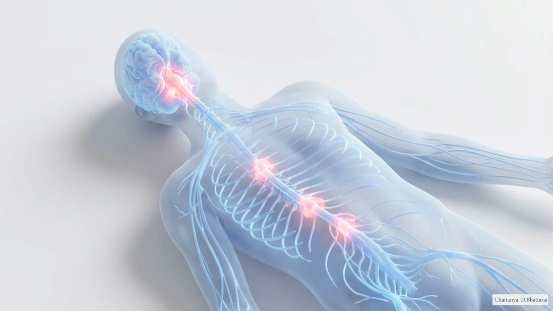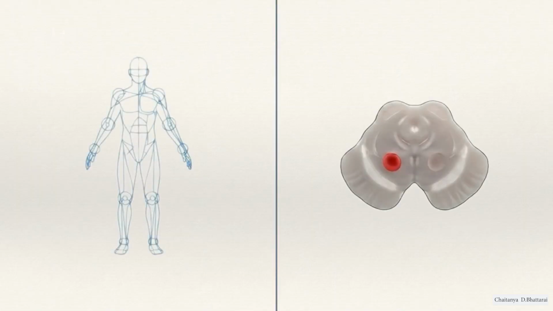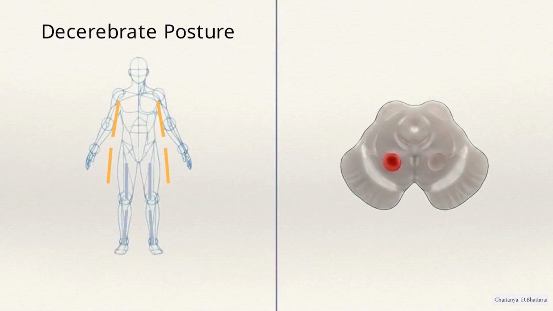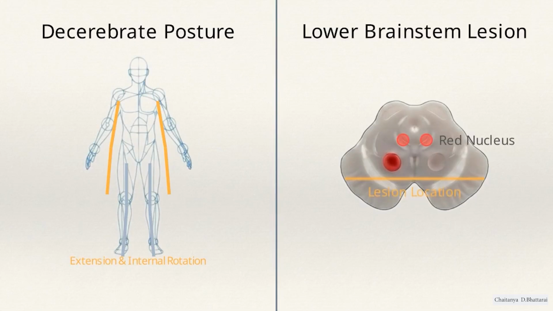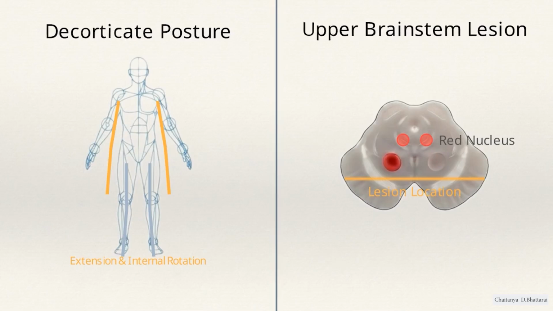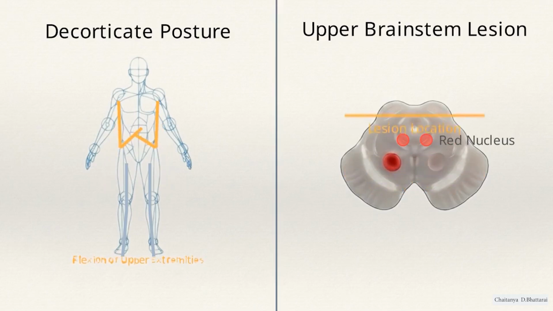Severe resting postures serve as a direct broadcast of the location of brain or nerve damage. In decerebrate posture, all four limbs are extended with internal rotation at the joints. This physical presentation indicates a neurological lesion located strictly below the midbrain's red nucleus. Compare this to decorticate posture, where the upper extremities are flexed while the lower extremities remain extended. This flexion places the lesion at a location above the red nucleus.